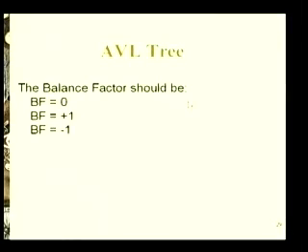Well, in an AVL tree, the balance factors allowed are 0, when the height of the left subtree is the same as the height of the right subtree; plus 1, when the height of the left subtree is 1 more than the height of the right subtree; and finally minus 1, when the height of the left subtree is less by 1 than the height of the right subtree. That is what you are going to get as the values for balancing factors.